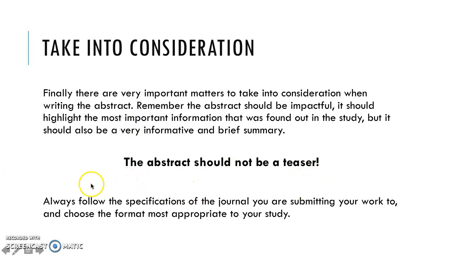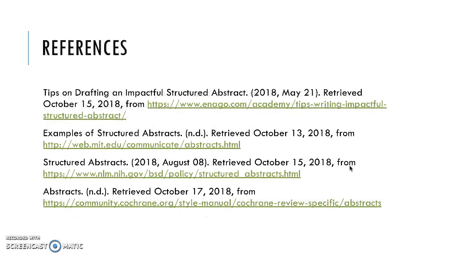So always, something very important is that we always should follow the specification of the journal we are submitting our work to, and we should choose the format that's most appropriate to our study. Abstracts can contain between 200 and 400 words, depending on the publication and where we're publishing. So take that into consideration as well. And just remember, the abstract is very important. Now, remember to check our references, where all this information came from, and to review PubMed and the Cochrane Manual.